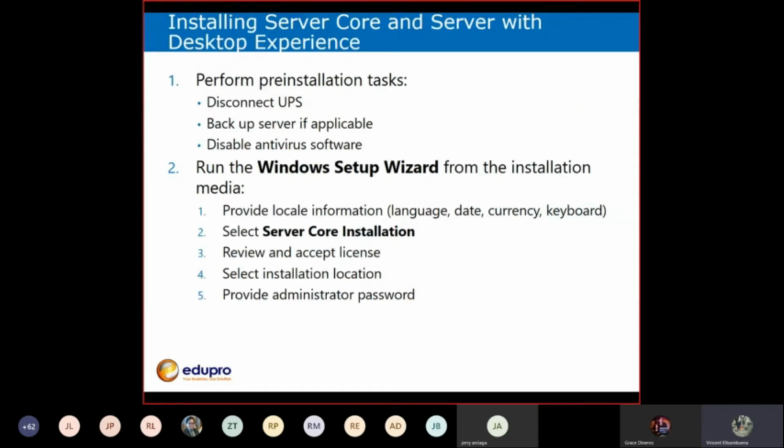And then backup server, if this is not a clean install, let's say in-place upgrade yung gagawin mo. Okay, then disable antivirus software. Then after that, run the Windows Setup Wizard from installation media. It's the same thing that we do for installing a normal operating system. So you must provide local information, then choose server core installation, review and accept license, select installation location, and provide administrator password. So that's how it works.